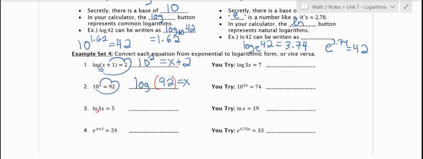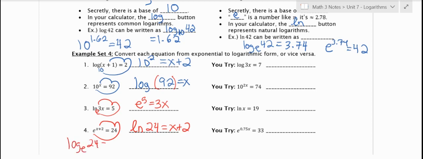If it's a natural log, that's the same as an e. So this would be like e to the 5th equals 3x. And then if it's already an e, that's the same as saying the natural log of 24 is x plus 2, right? Because this is the same as saying log base e of 24. And instead of that, we can just write the natural log.